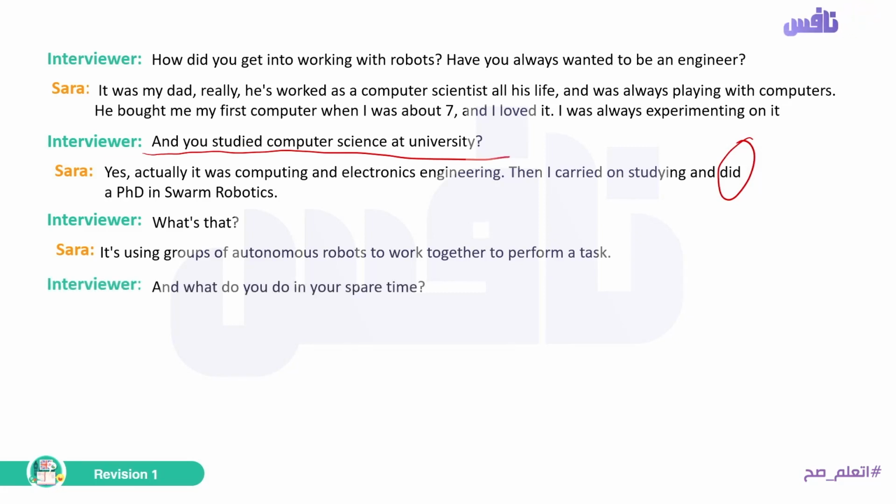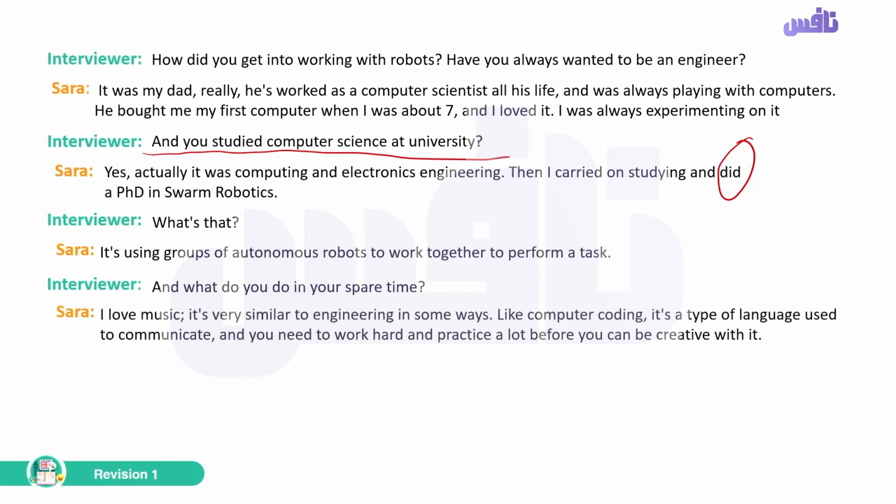Interviewer: And what do you do in your spare time? Of course, spare time equals free time equals leisure time. Sarah: I love music. It's very similar to engineering in some ways. Like computer coding, it's a type of language used to communicate. Of course, communicate means to connect, which usually collocates with the preposition with: communicate with. And you need to work hard and practice a lot before you can be creative with it.